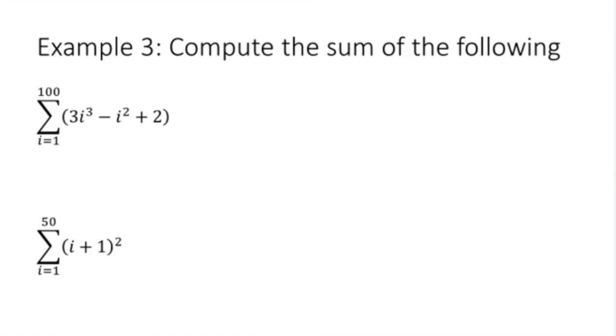One thing to note is I do have summation rules for i cubed, i squared, and 2. So I want to apply the sum and difference properties and the constant multiplier properties just like what we did for problems that involve limits, derivatives, or antiderivatives. And we get the sum from i equals 1 to 100 of 3i cubed minus the sum from i equals 1 to 100 of i squared plus the sum from i equals 1 to 100 of 2.